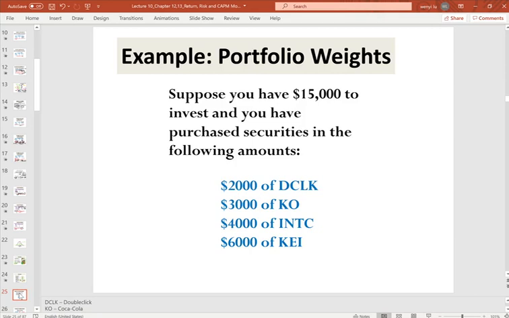For example, you are given $15,000 to invest in 4 different stocks. You spend different amounts on each stock: 2,000 into DCLK, 3,000 into KO, 4,000 into INTC, and 6,000 into KEI. So you spend a total of $15,000 on these 4 different stocks with different amounts. The total will be $15,000, based on the amount you allocate to each stock.